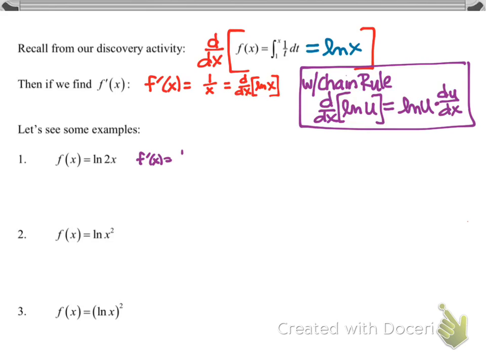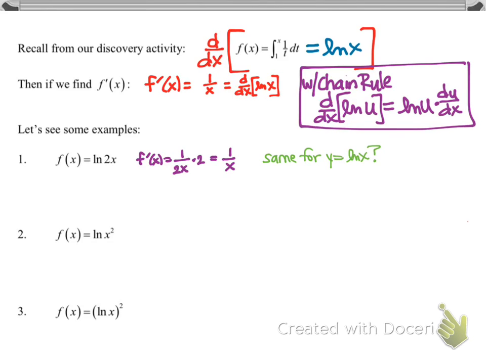We've got the derivative of natural log of 2x, and so notice that I quickly said that u is equal to 2x, so that's 1 over 2x times 2, which can easily simplify to just 1 over x. I'm curious about the fact that I just got 1 over x for this function, but that's also the derivative of the natural log of x.